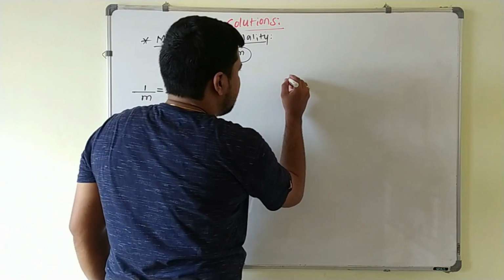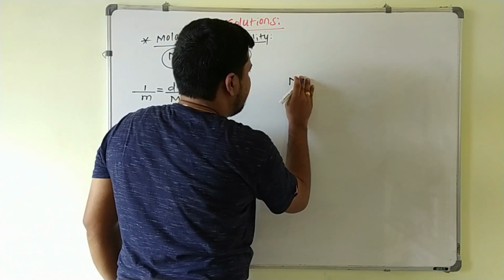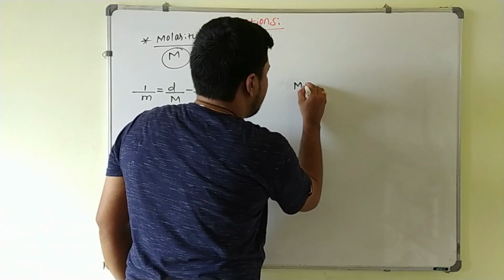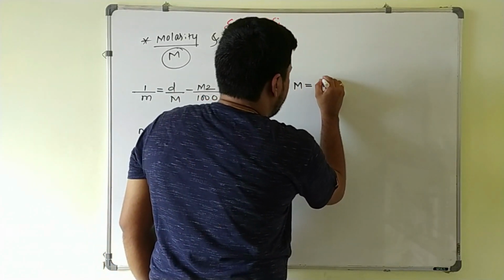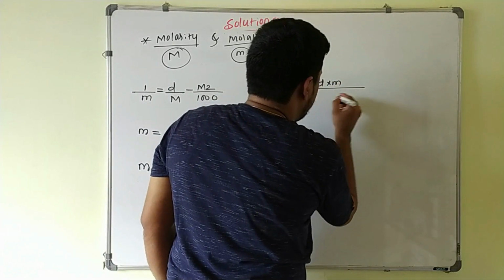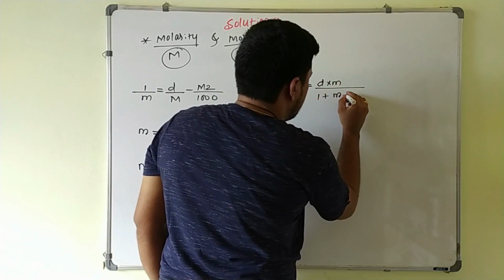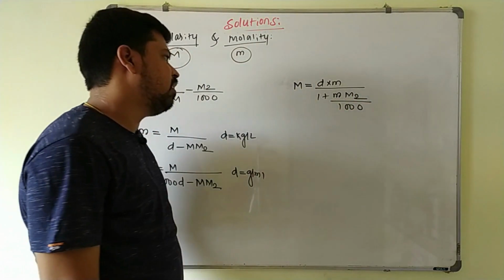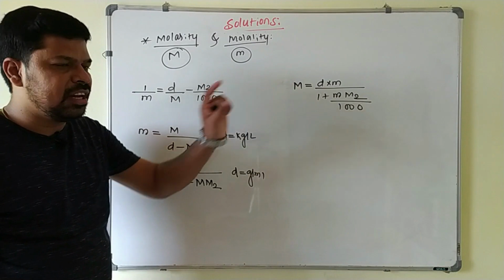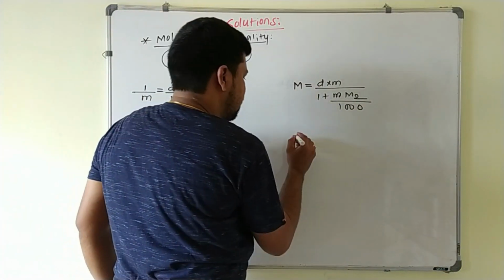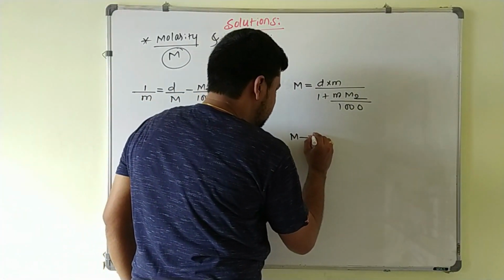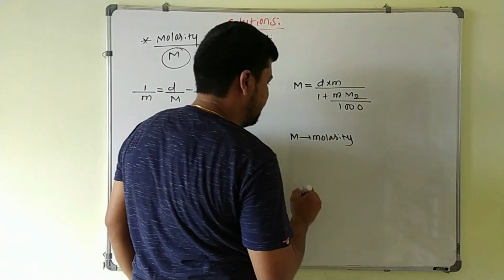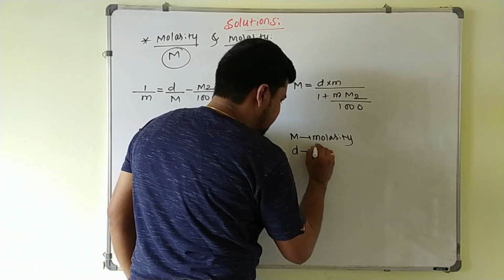Next point is molarity, capital M. If you substitute for the molarity capital M, then you will get this formula: capital M is equal to density into molality divided by 1 plus molality into molar mass divided by 1000. So this is also another relation. If you rearrange this equation, again you will get this one. Here capital M is molarity, always keep in mind. D is the density.